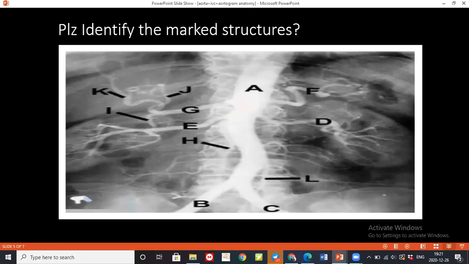F is the splenic artery. Yes. G is the common hepatic artery. H is here. H is the superior mesenteric artery. Good. I is here. This is the gastroduodenal artery. J is the left hepatic artery. K is the right hepatic artery. And L is the inferior mesenteric artery. Yes, very good.